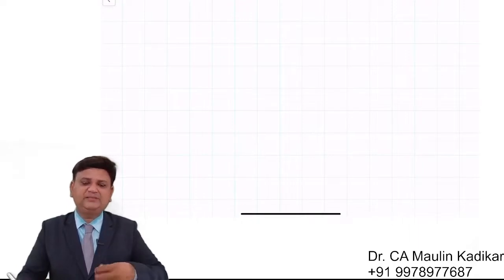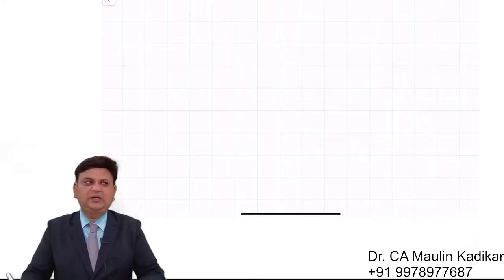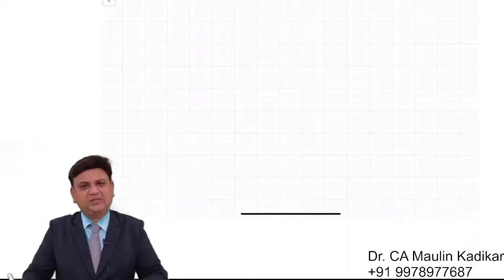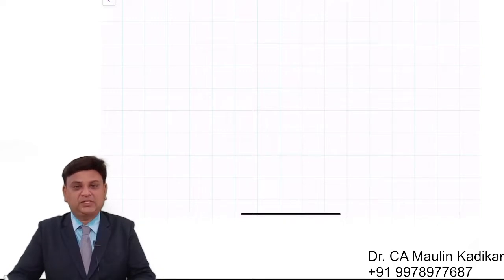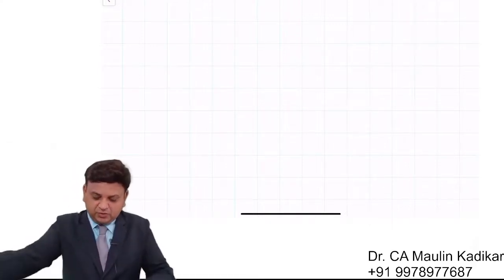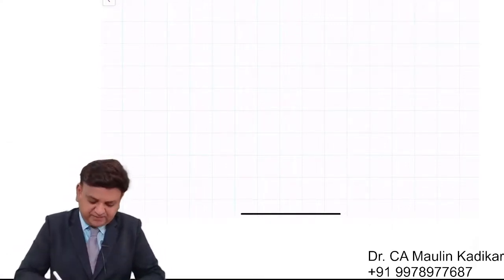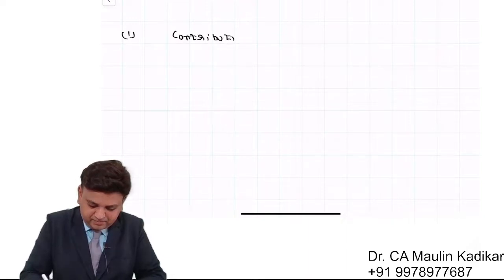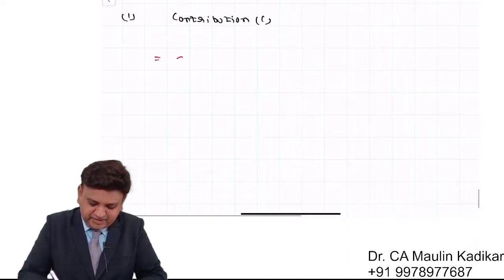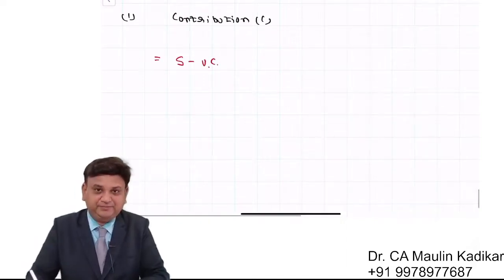I request you to write some basic formulas with respect to all these calculations, which you study in detail in your very simple chapter called marginal costing, that is covered in your costing. So I'm just dictating those formulas to you. Please write down some basic formulas. First, contribution is sales minus variable cost.